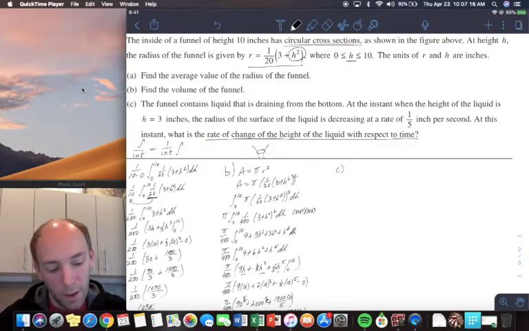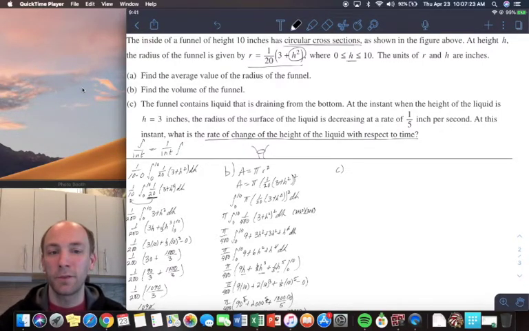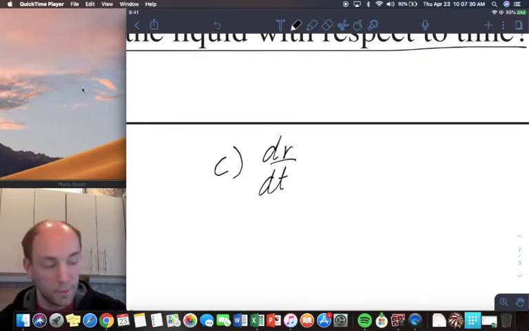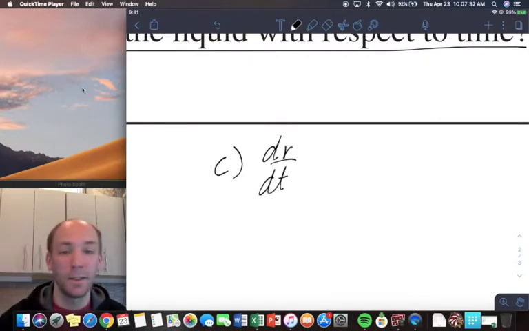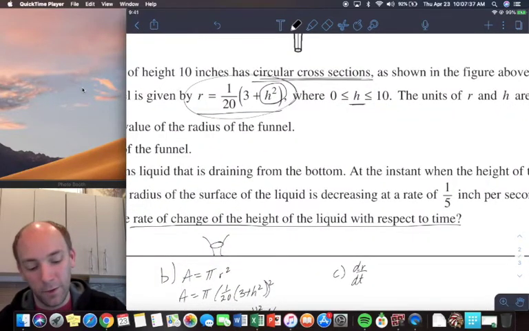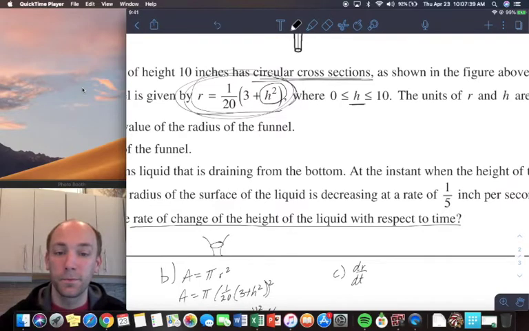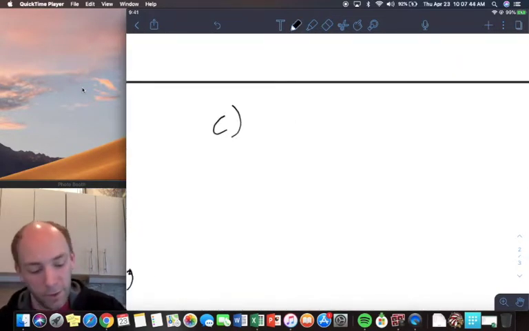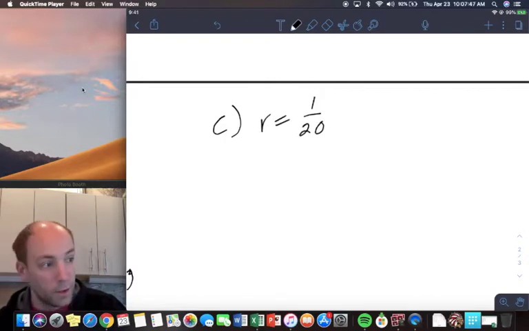I don't have a specific function for dh, the rate of change of the height. So instead, what we can look at is dr/dt, the derivative of the radius function. Let's write that first so I can see it.